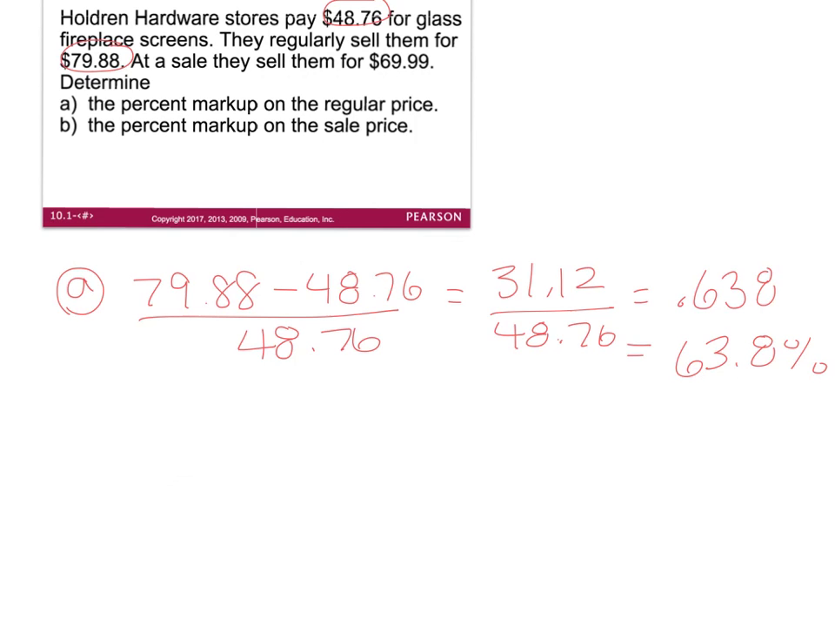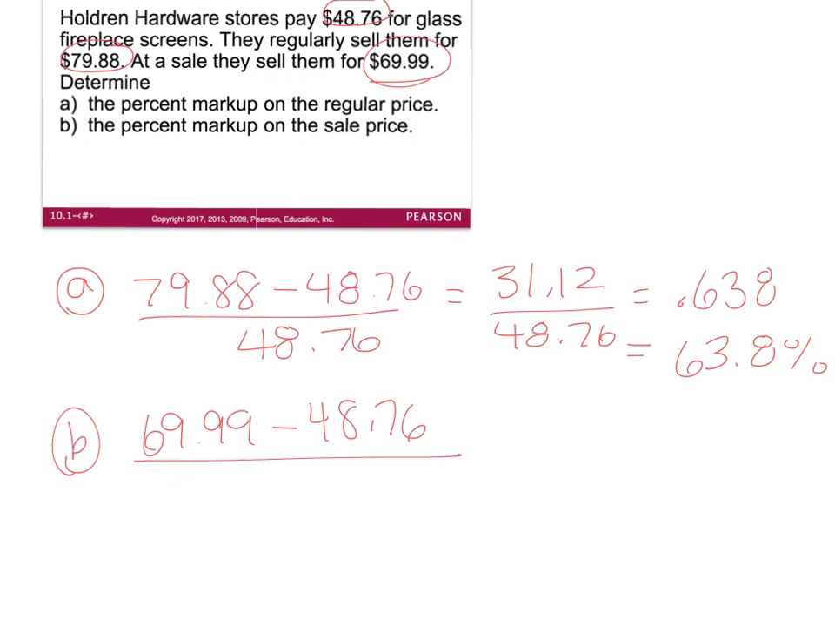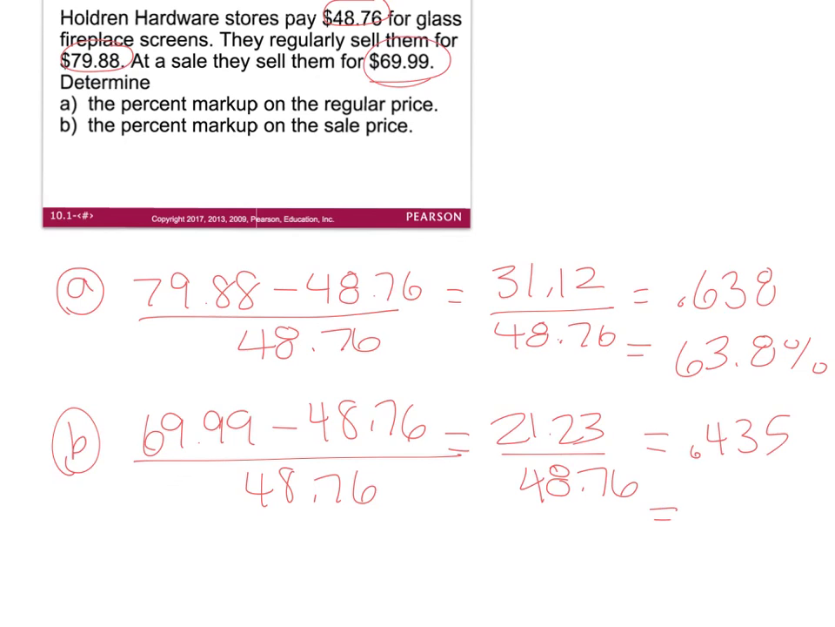Now, what if they do the sale day? So on the sale day, they sell it for $69.99. They've still paid $48.76 for the item. So I need to take my $69.99 minus my $48.76, which is $21.23, and then I need to divide that by the $48.76, which is going to give me 0.435. So even on a day where they're having a major sale, you're still paying a 43.5% markup.